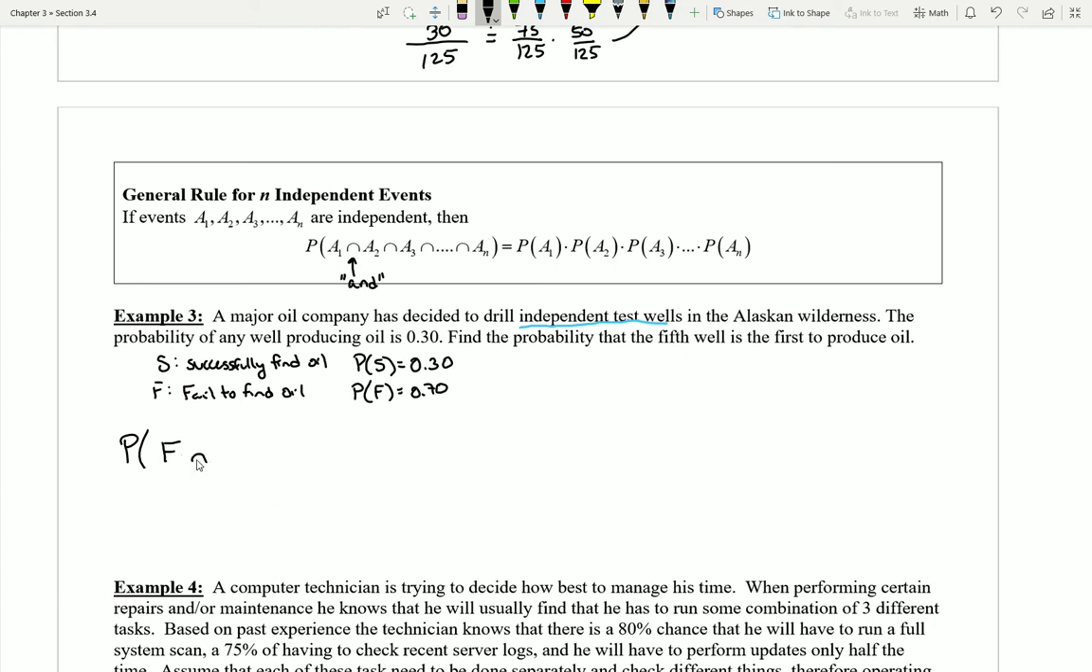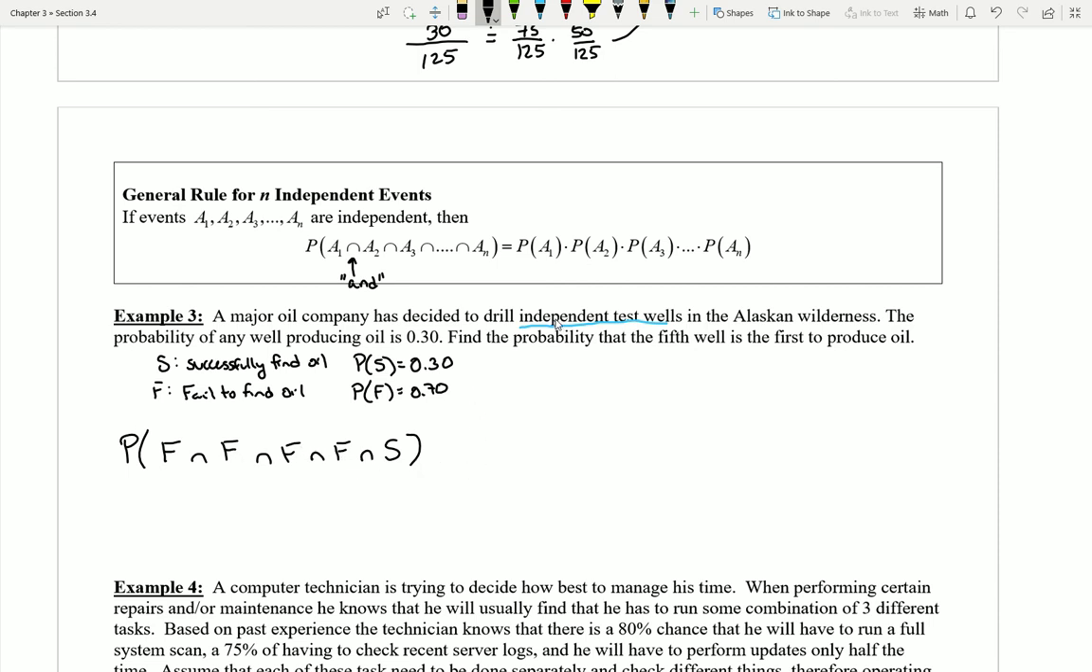And then, and I'll use this shorthand symbol here, we would like to go ahead and start drilling the second test well. Strike oil or not strike oil? Well, we probably want an F again. We want to fail to find oil. We want the fifth well to be the first to find oil. So notice that means I'm going to need to have 4 failures in a row and then an S for a success of finding oil. This is what I'm looking for. I want a failure, and then a failure, and then a failure, and then a failure, and then a success.